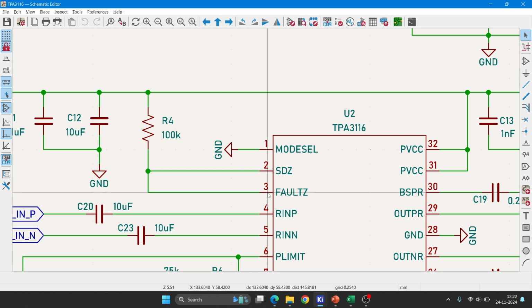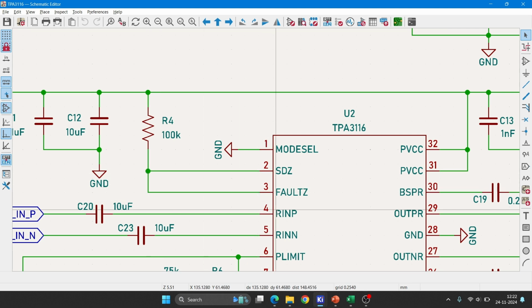This is the fault pin. I have tied this fault pin to the SDZ shutdown pin. I will say why. First we will understand what the fault pin is. Fault pin is an open collector output which will be driven low when any fault is detected by the IC: overcurrent protection, hiccup mode protection, or thermal shutdown, anything occurred. So this pin will be driven low, and automatically it will drive the shutdown pin also low. So the IC will go into shutdown mode. Whenever the fault recovers, this pin automatically goes to the open collector's high impedance state and then the IC will be enabled.